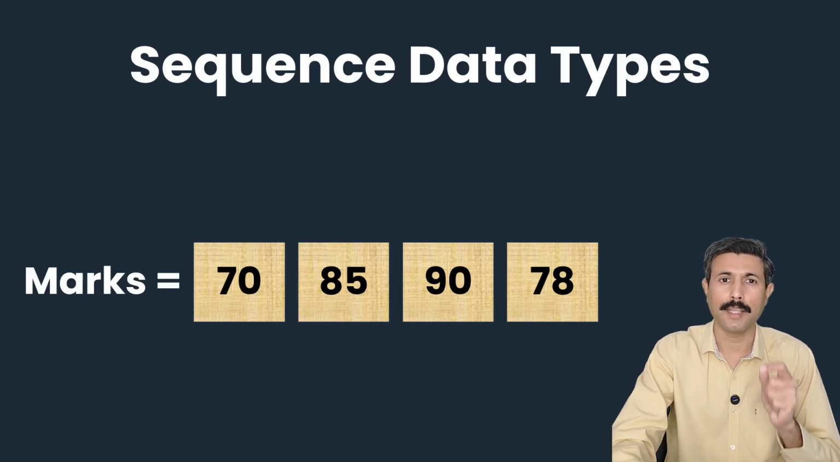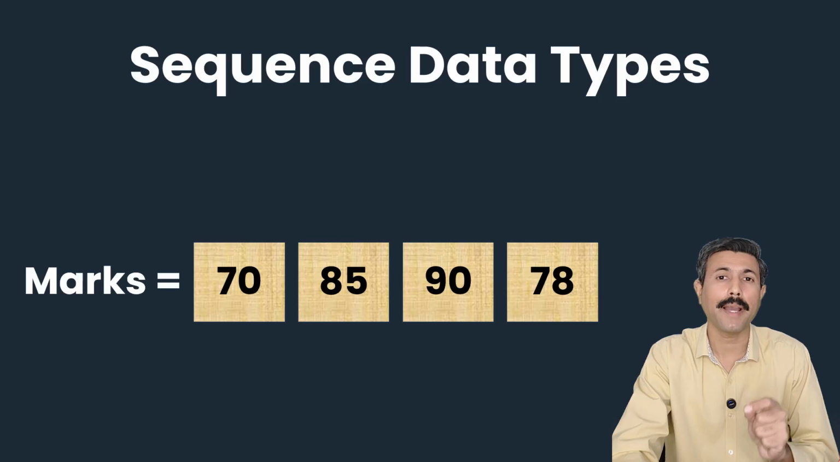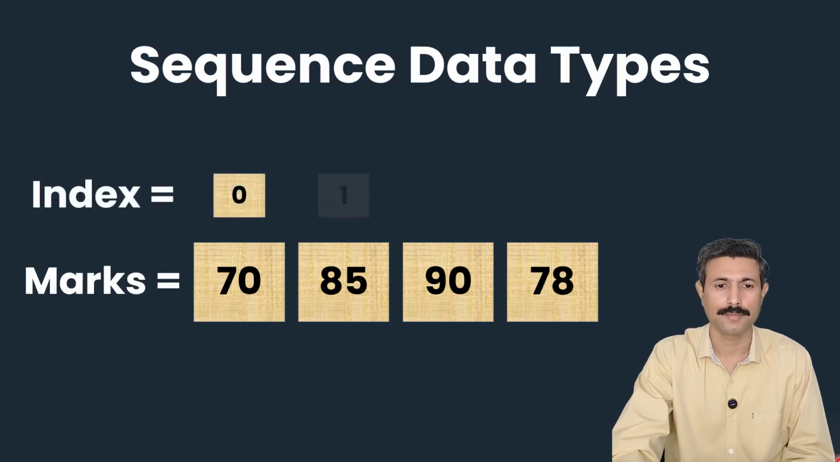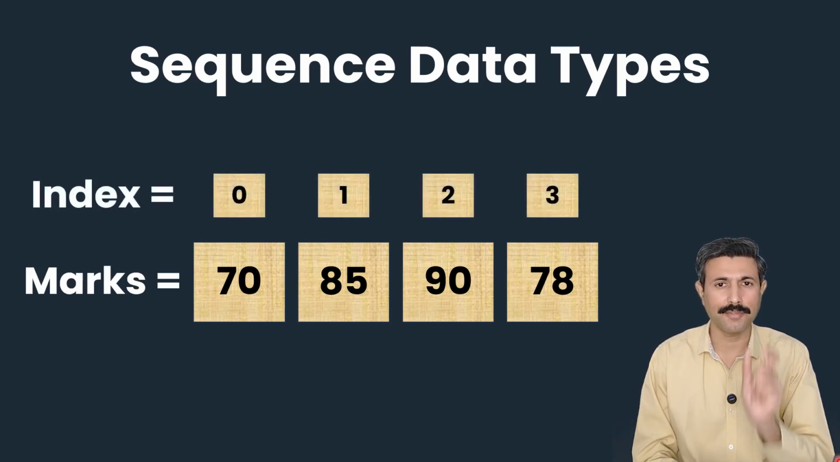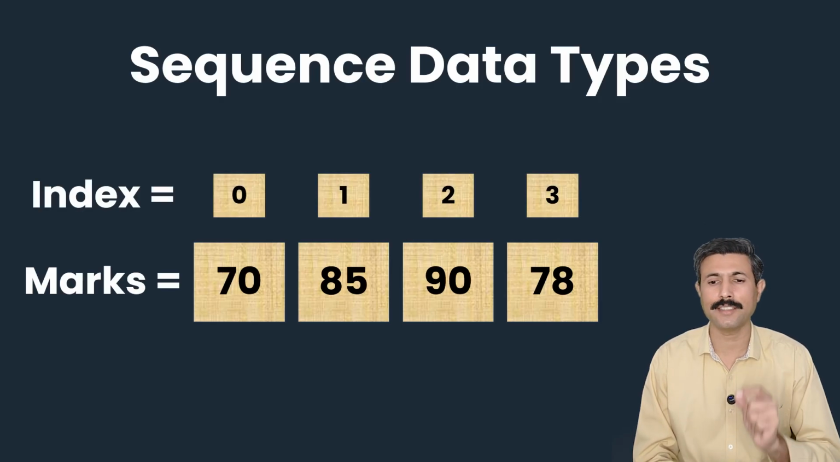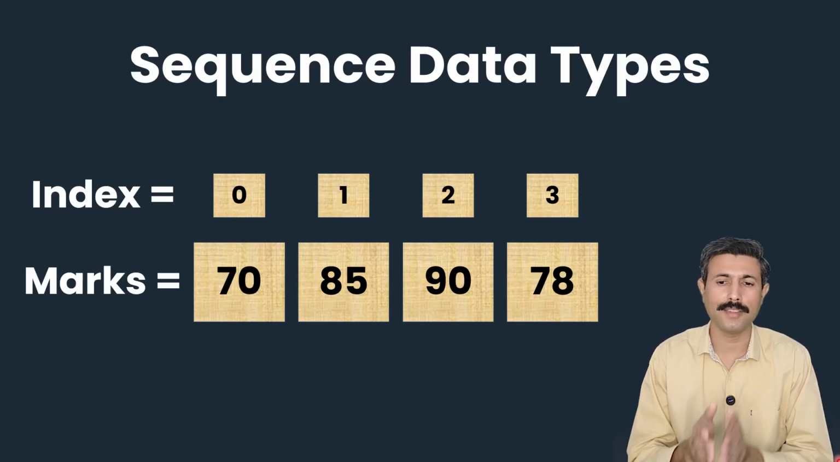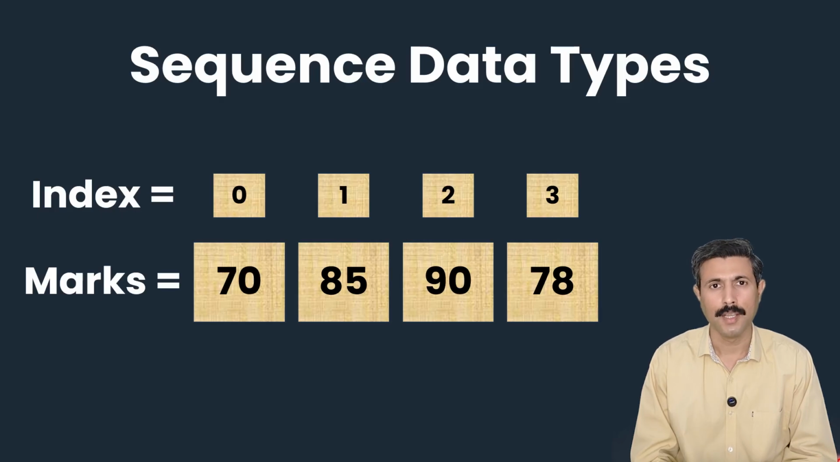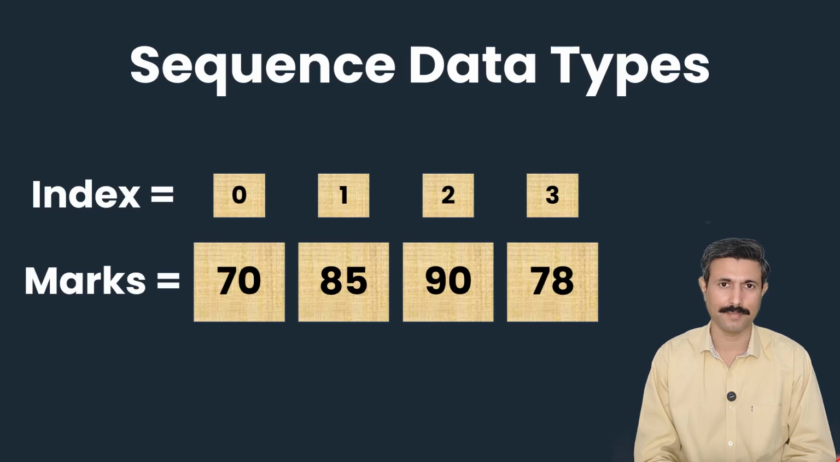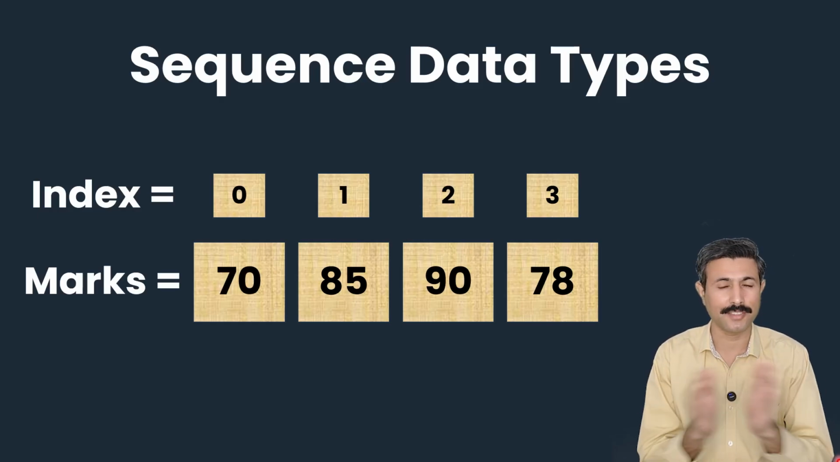But here an important rule is that Python uses indexing, and indexing starts from 0. Let me show you an example. Here 70 is the first element and its index is 0. 85's index is 1, 90's index is 2 and 78's index is 3. So this is the indexing of all these ordered numbers. The idea of order is the foundation for all the sequence data types, and I think now this concept is clear to you.